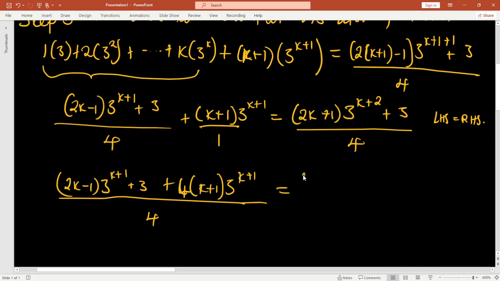So this side we just have (2k + 1)·3^(k+2) + 3, divided by 4, like this here.